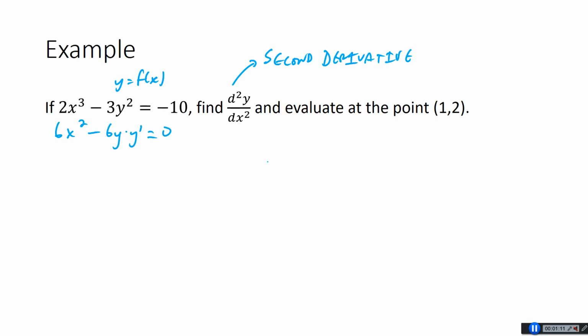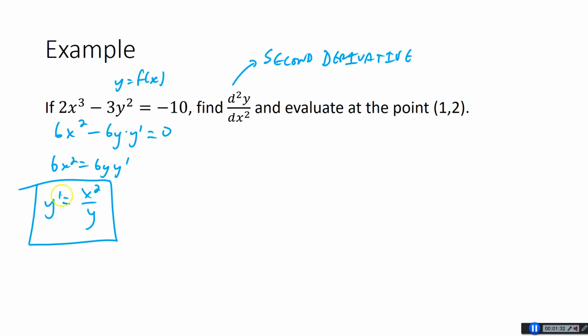So now we'll solve for y prime. I'm just going to add 6y y prime to both sides. So we'll have 6x squared equal to 6y y prime. And then if you divide by 6y, we end up with y prime equal to x squared over y. There we go. Okay, so we have our first derivative. Now, second derivative. For the second derivative, we're just going to do the derivative of both sides here. Derivative of y prime, y double prime.